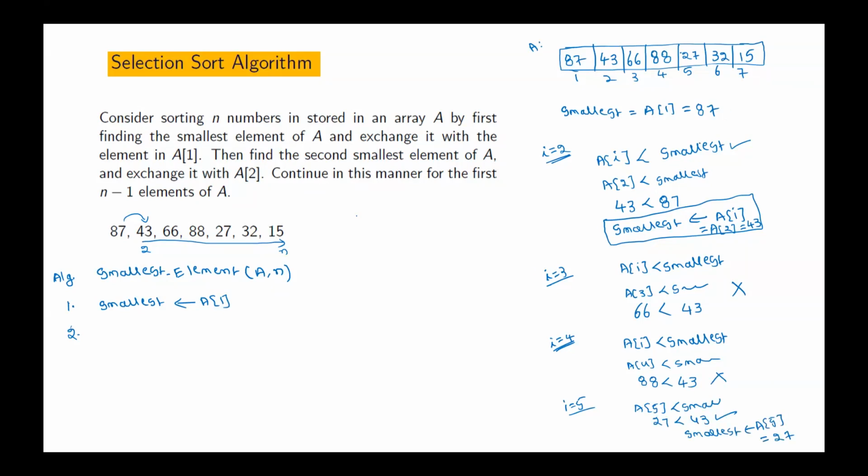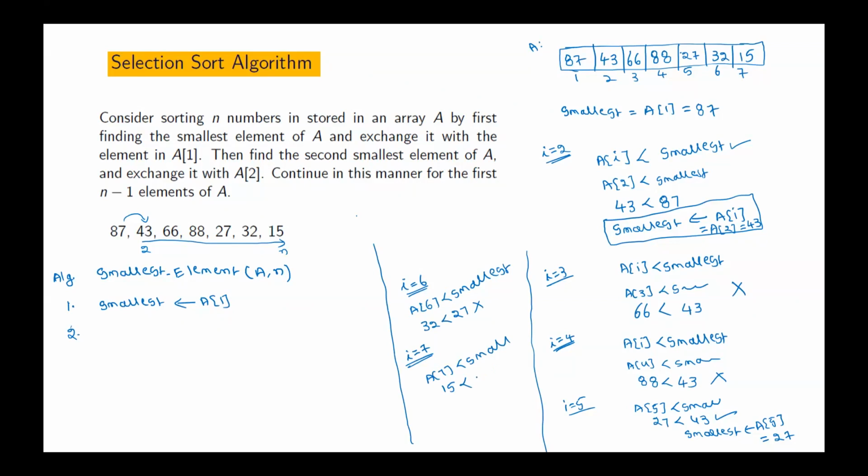Again, we'll go to I equal to 6. Then we'll check whether A of 6 is less than smallest. What is A of 6? 32. Is it less than smallest, 27? No. So we go to I equal to 7. What is A of 7? A of 7 is 15. Is it less than smallest? Smallest is 27. Yes. That means what is our new smallest? A of 7, that is 15. Is that correct?